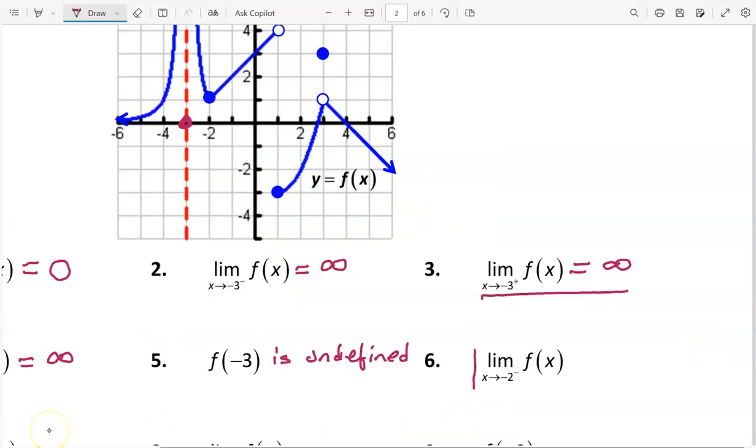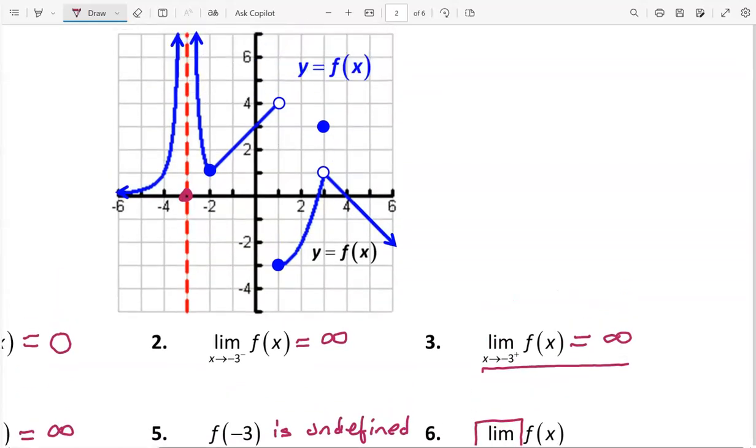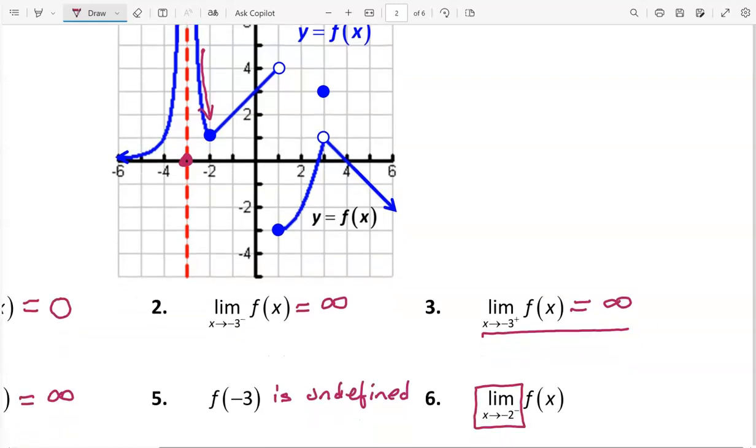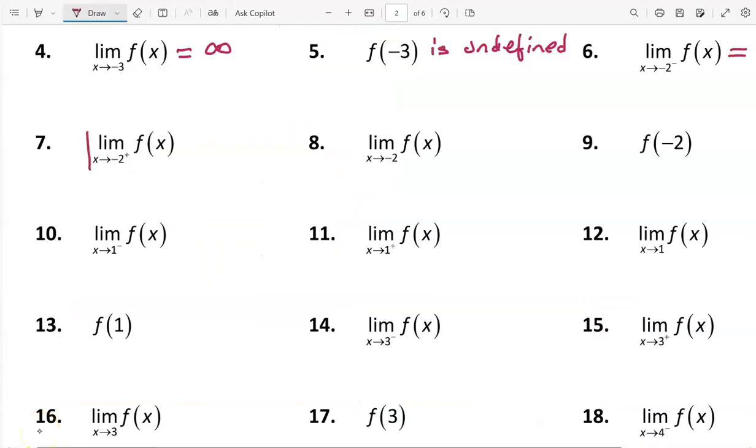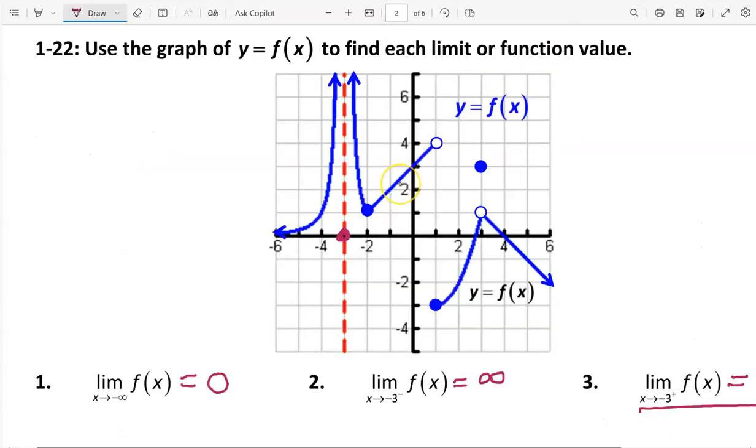In number 6, we're asked for the limit as x approaches negative 2 from the left of f of x. So let's find negative 2 and approach x equals negative 2 from the left side of the graph. What we'll notice there is that the y values are tending toward positive 1. In number 7, we're looking for the limit of f of x as x approaches negative 2 from the right side. On the graph, if we approach negative 2, but from the right side of the graph, we'll also notice that the y values are tending toward positive 1.